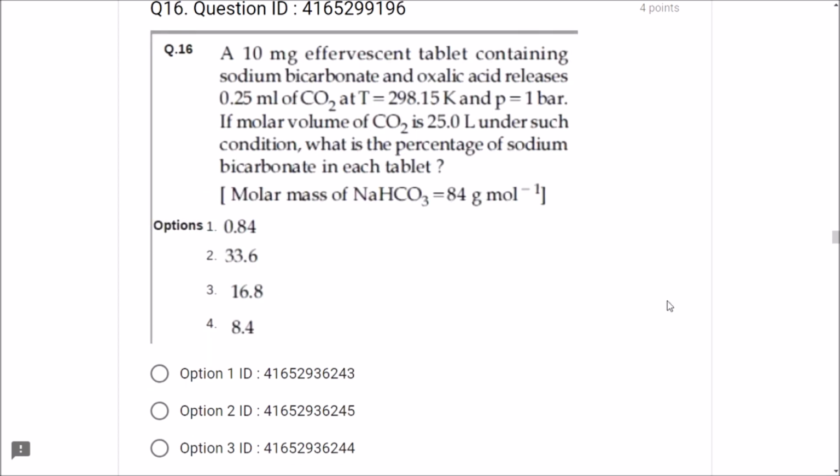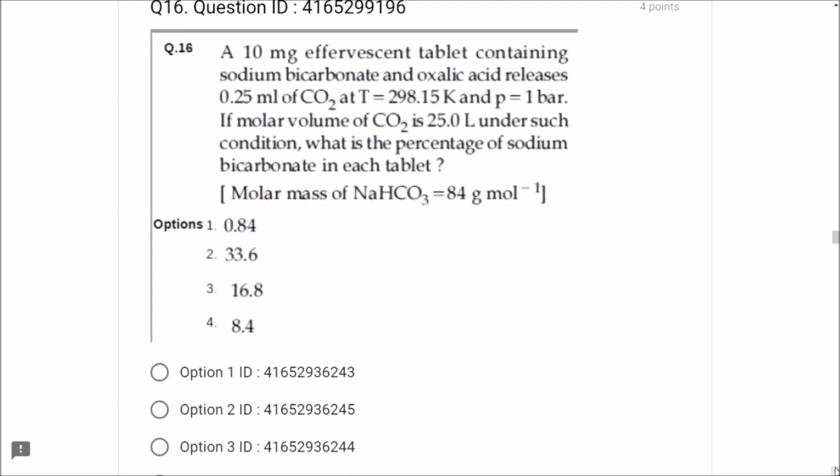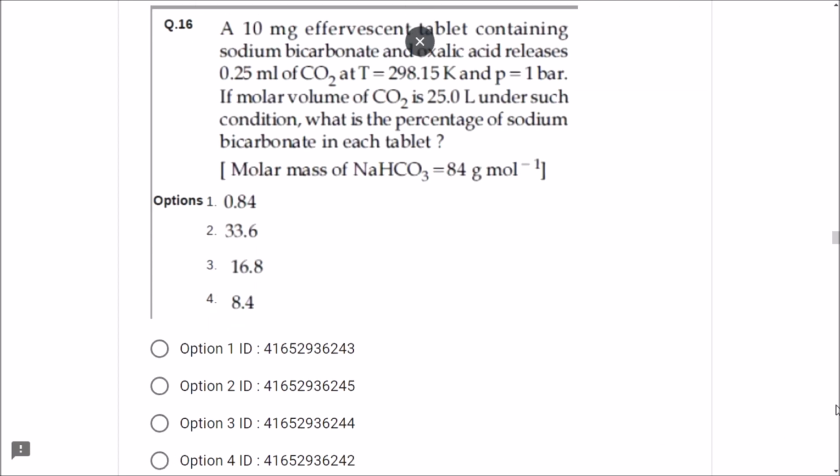Next, question number 16. A 10 mg effervescent tablet containing sodium bicarbonate and citric acid releases 0.25 ml of carbon dioxide at temperature 298.15 Kelvin and the pressure is 1 bar. If the molar volume of carbon dioxide is 25 liters under such conditions, what is the percentage of sodium bicarbonate in each tablet? Dear students, if you just substitute the values and do the simple calculations, what we are going to get is 8.4. Option 4, that is 8.4, is correct, students.